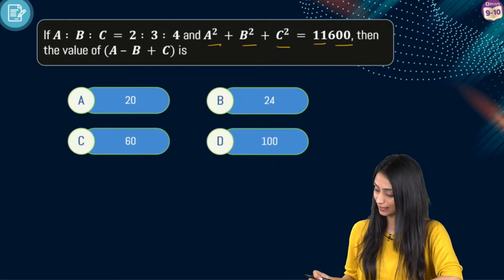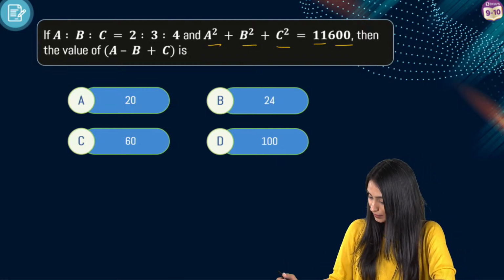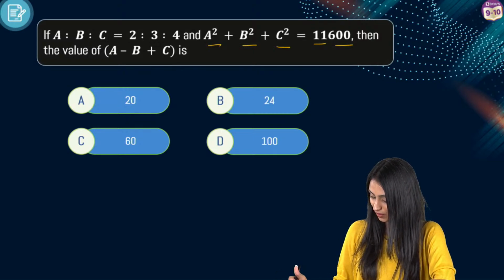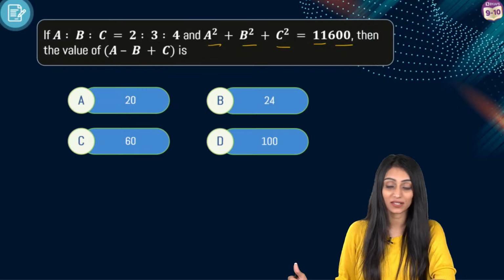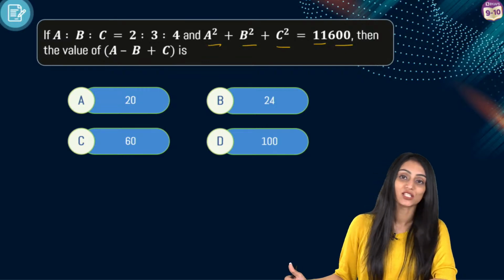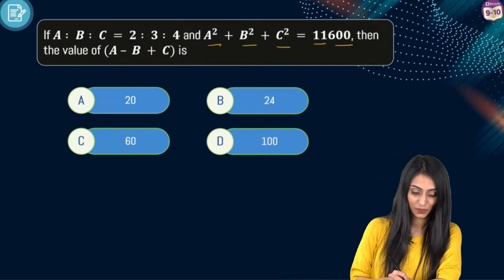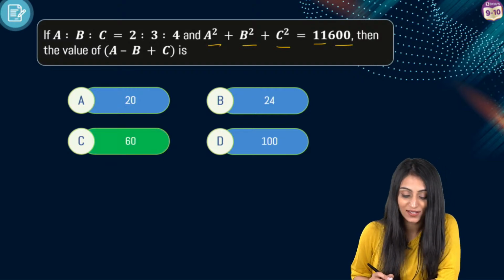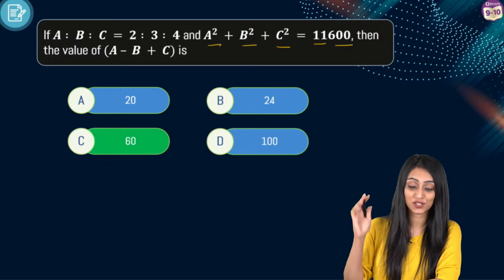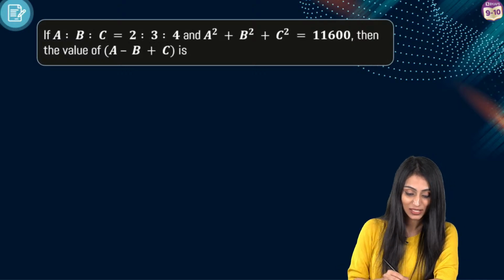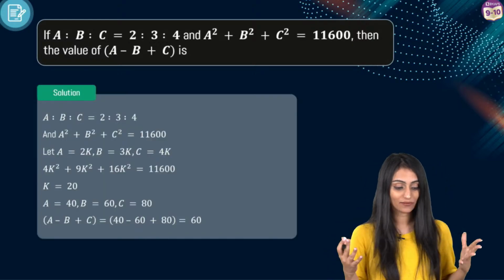So we'll be discussing these questions. Yes, I can see answers. Raja is saying it's B. Well, the answer for this question is 60, that's C. Now let's quickly take a look at the solution, how we arrived at this answer.